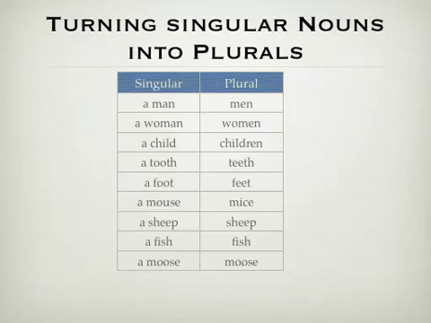You can read them all on your own. Pay particular attention to the last three. The plural of a sheep is sheep. It's the same singular or plural. Same with fish. Same with moose. And again, there are no rules. You just have to learn these words as they come up. This set that I've given you is a good one to learn right off the bat.